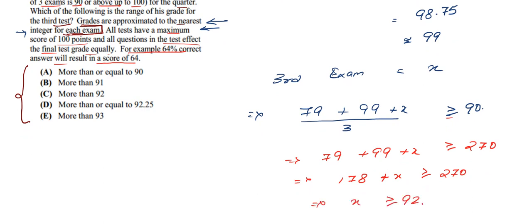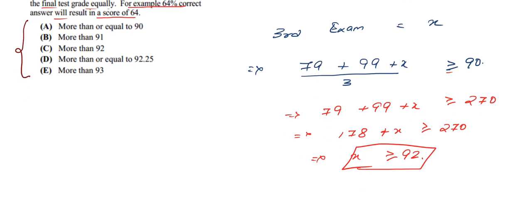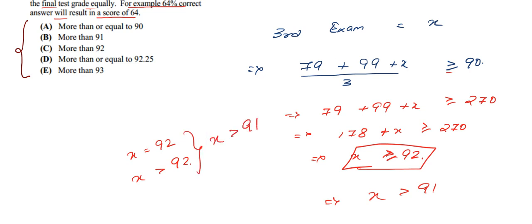So we don't need the upper limit, because we have upper limit 100 and we have found that x has a value equal to 92 or greater than 92. So this can also be written as x greater than 91, because x can be equal to 92, and x can be greater than 92. So these two combined can be said as x is greater than 91. So you can see here we have two options: more than 91, more than 92.